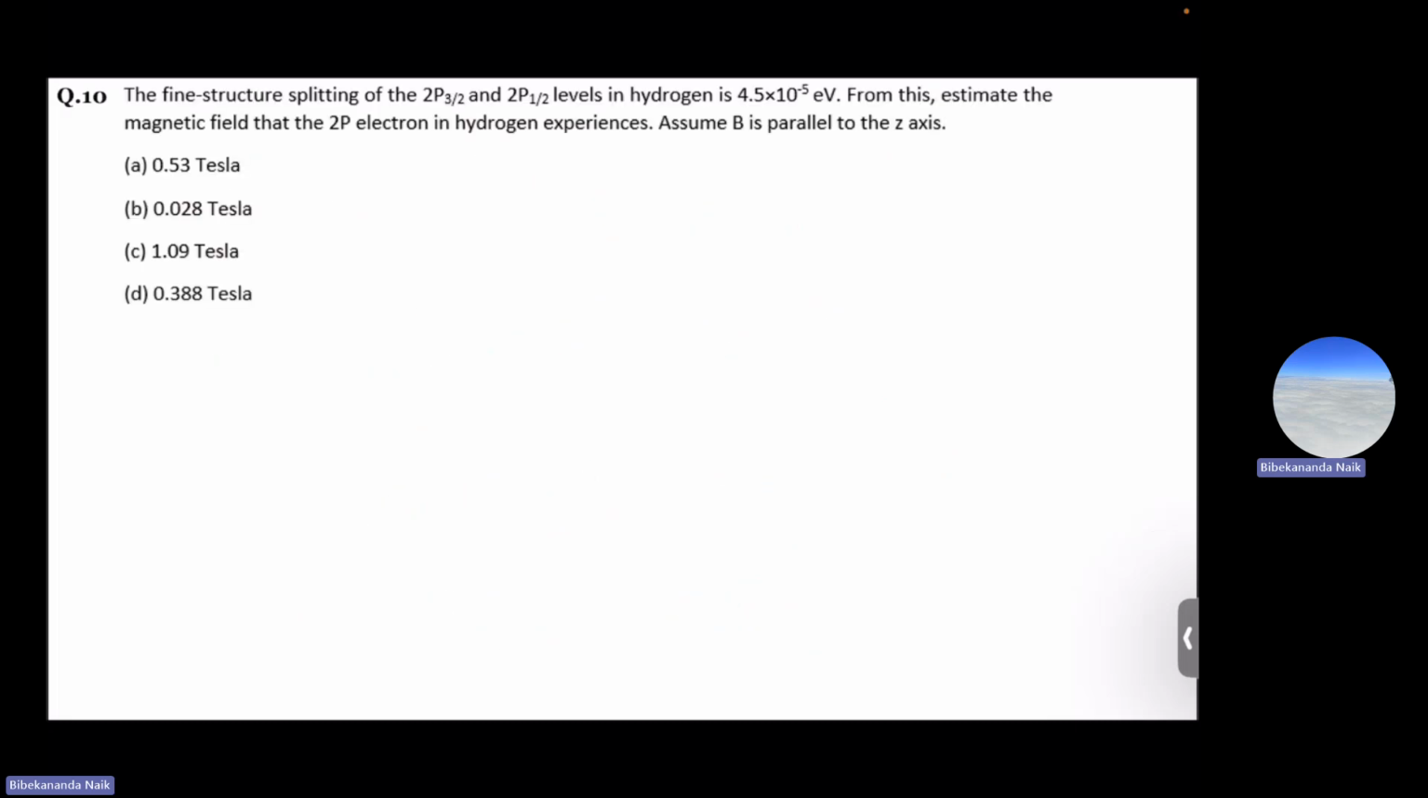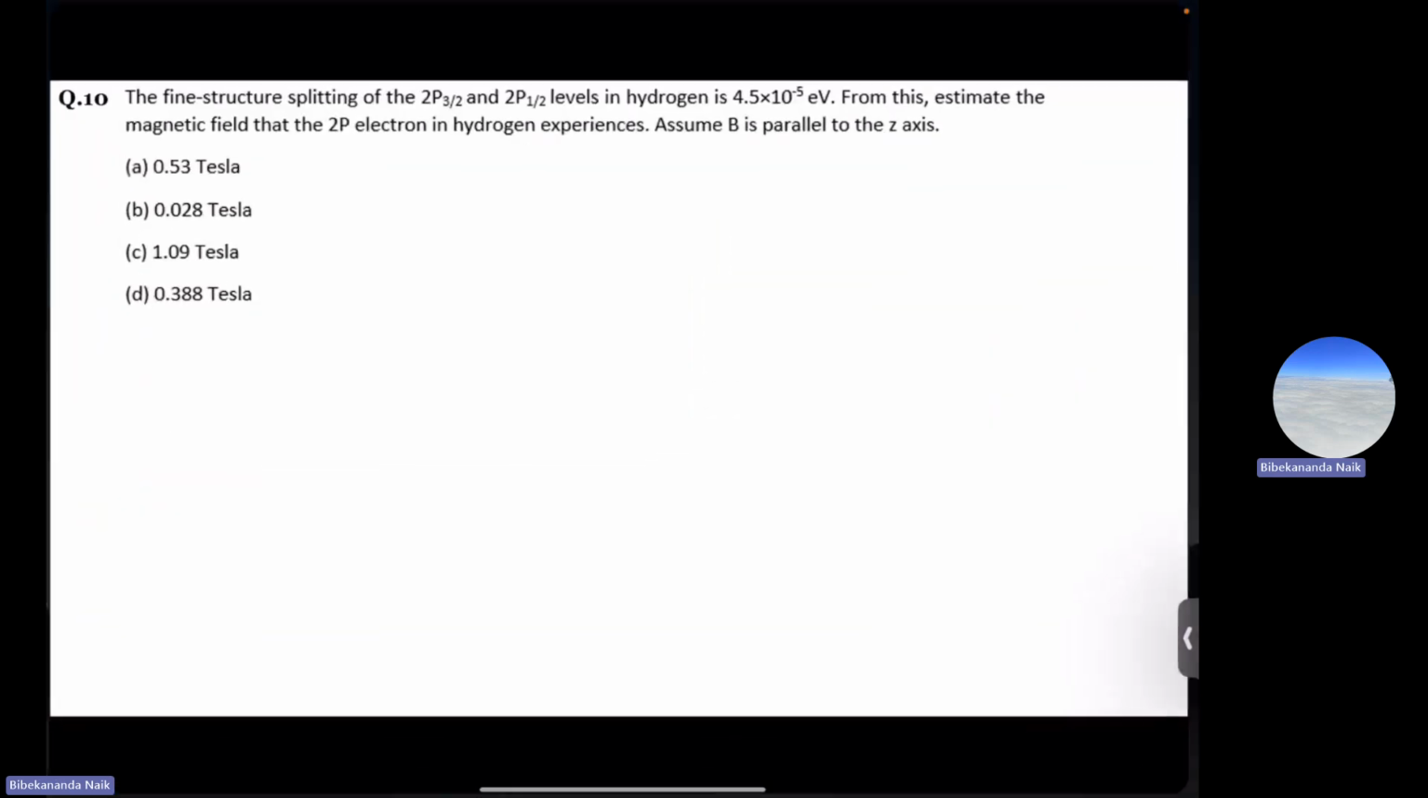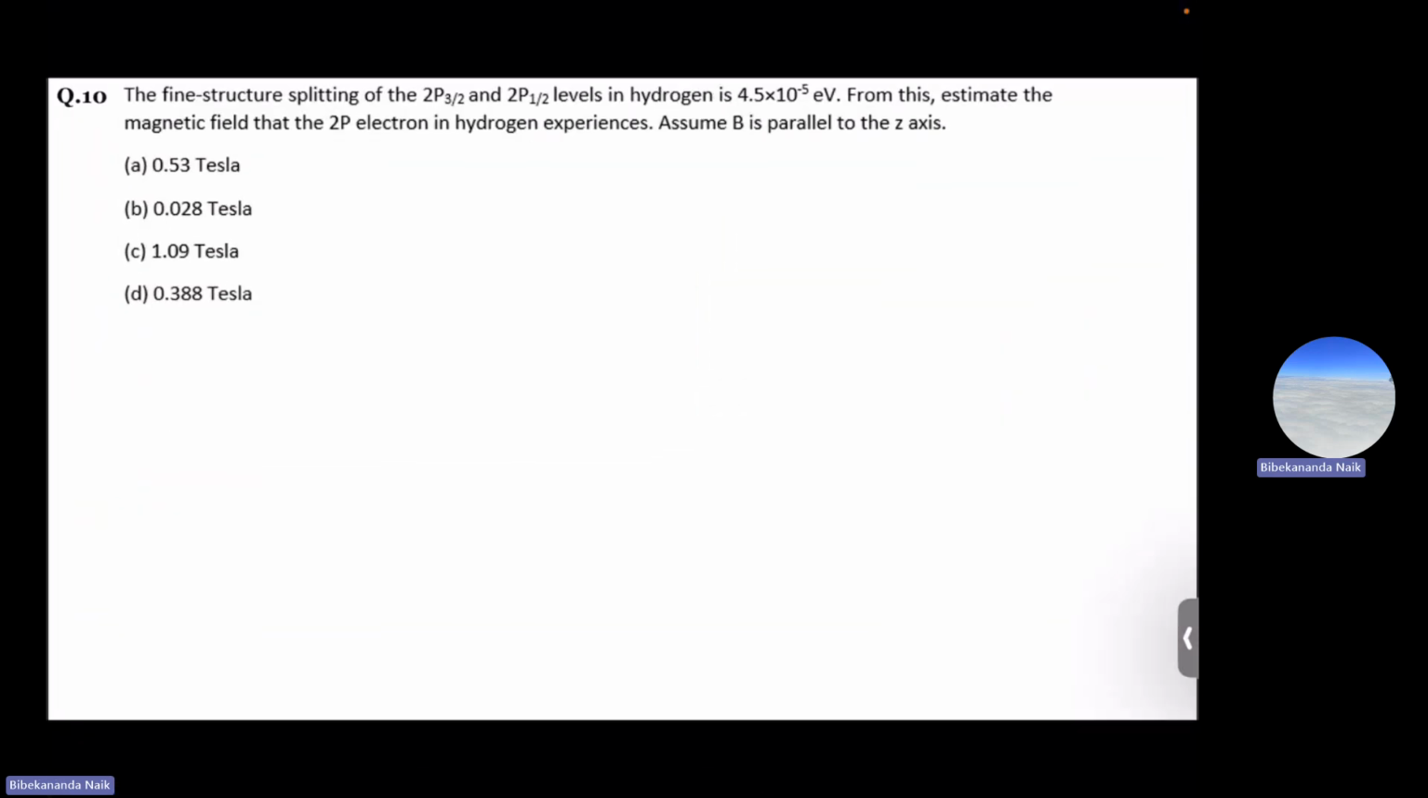Now we move to question number 10. Question number 10 says: the fine structure splitting of the level 2p3/2 and 2p1/2 level in hydrogen is 4.5 into 10 to the power minus 5 electron volt. For this, estimate the magnetic field that the 2p electron in hydrogen experiences, where we can assume that the magnetic field B is parallel to the Z axis. The options are option A 0.53 Tesla, option B 0.028 Tesla, option C 1.09 Tesla, or option D 0.388 Tesla.